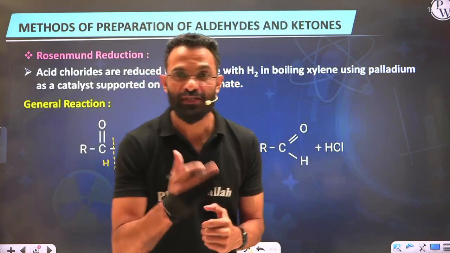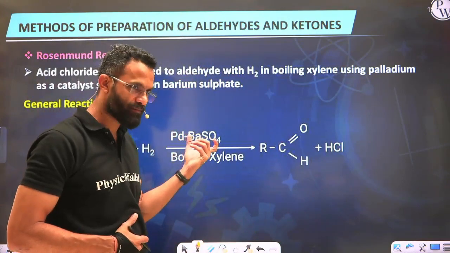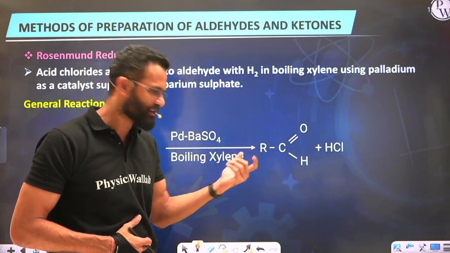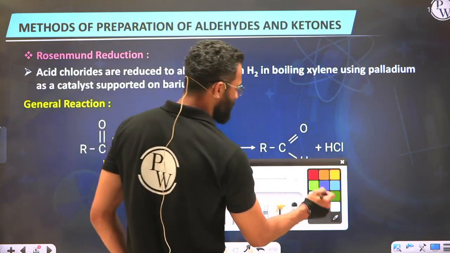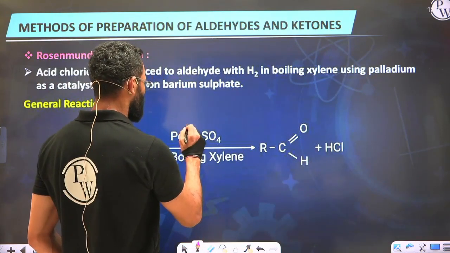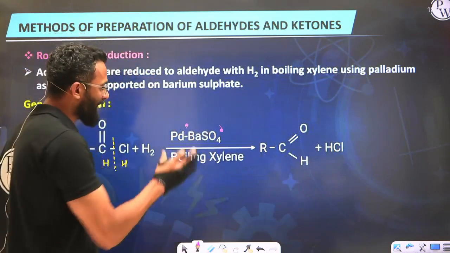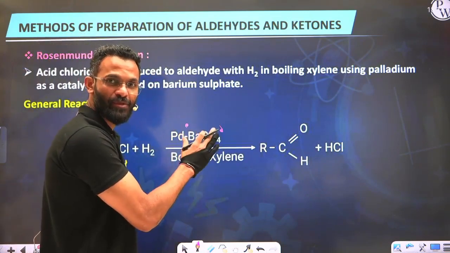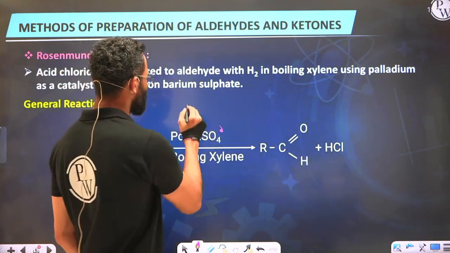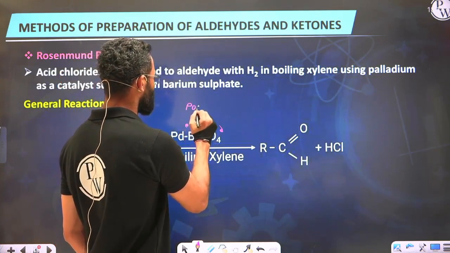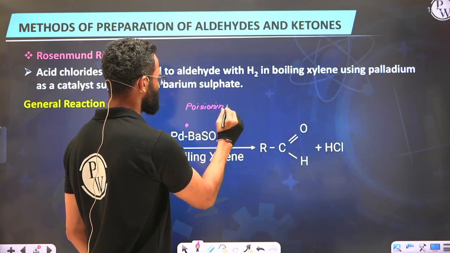Hence, the provision is made in such a way that this palladium metal is taken with barium sulfate in the presence of sulfur or quinoline with boiling xylene as a solvent, where the role of barium sulfate is very, very important. This barium sulfate acts like a poisoning substance for the catalyst palladium. So barium sulfate is basically going to poison it. So you can say a poisoning substance.